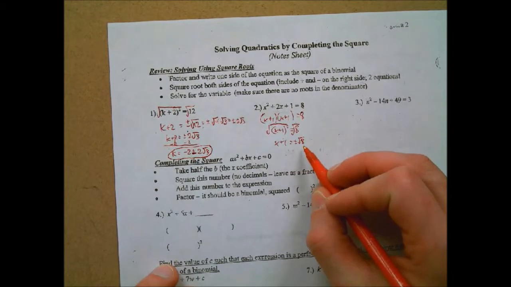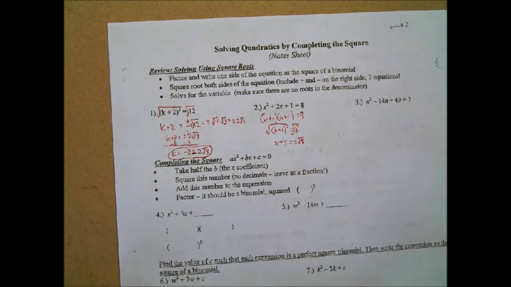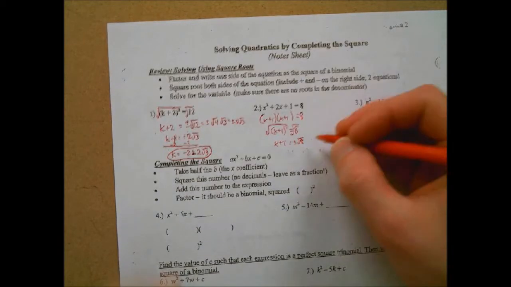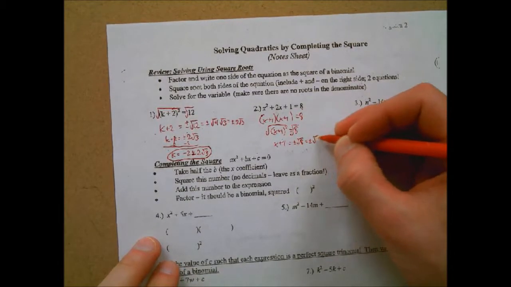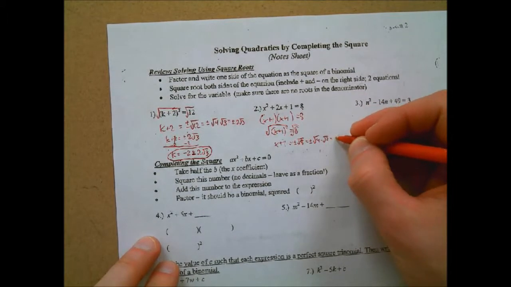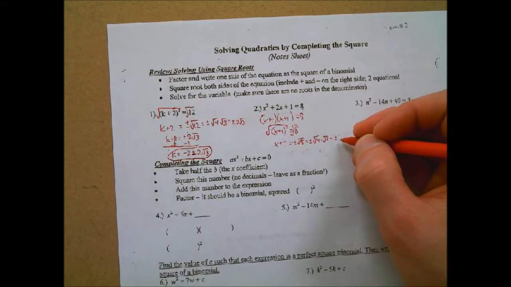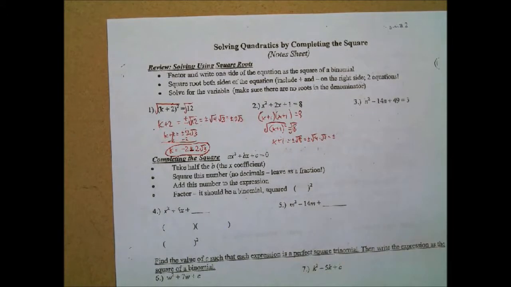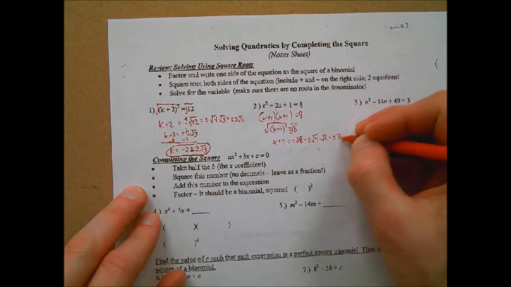Braden, root 8. What can we break up root 8 into? Are there any perfect squares, Braden, that divide the 8? 4. Yeah. So this is plus or minus root 4 times root 2. And what is the square root of 4, Braden? What times what gives you 4? 2 times 2. Yeah, so it's 2. 2 root 2 there. Okay?